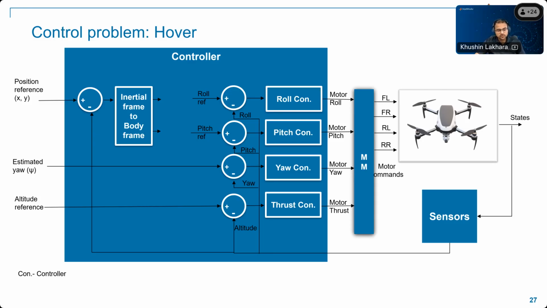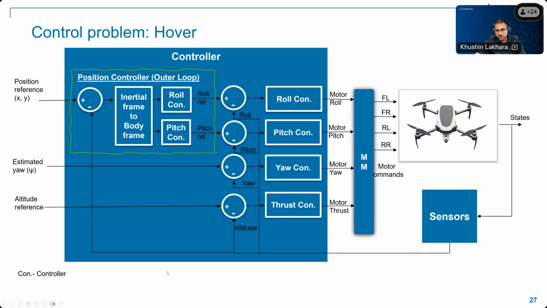But the controls which we are applying are actually in the body frame, because all of your rotors are fixed on the body of your quadcopter or your rotorcraft. So that's why we need to convert these position references from the inertial frame to the body frame, and then design the controller accordingly, which generates the roll reference and pitch reference. This controller helps us maintain our drone at a specified location, and that's what is called a position controller or outer loop controller.